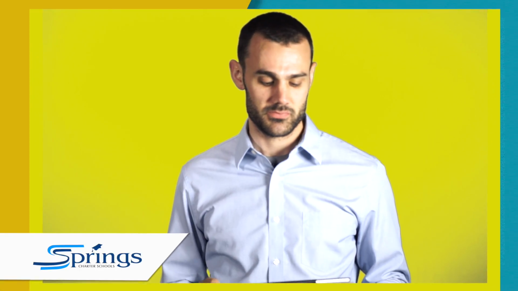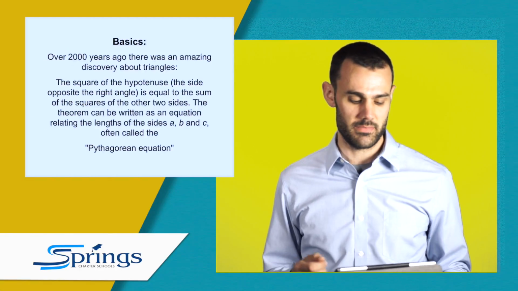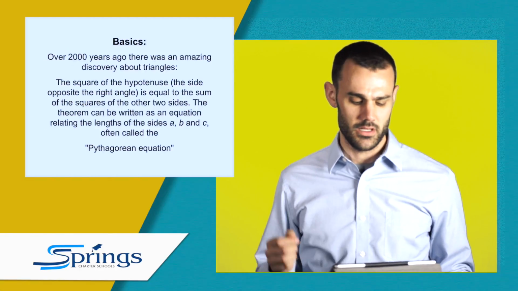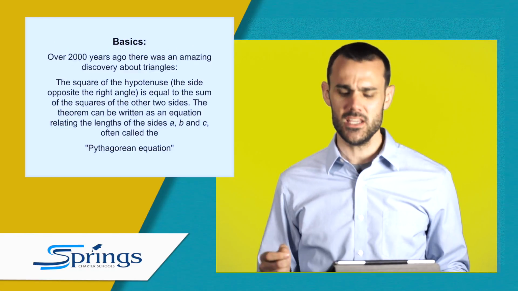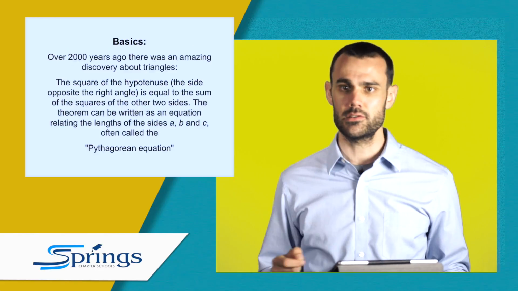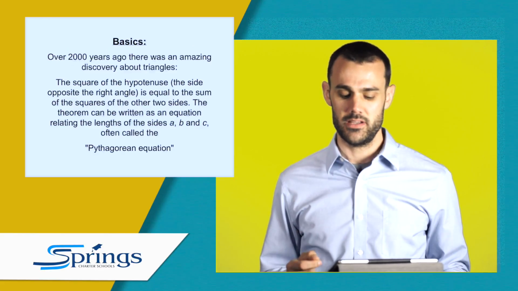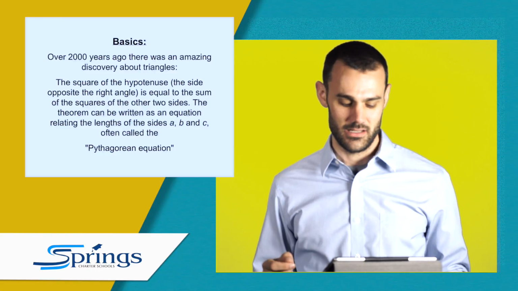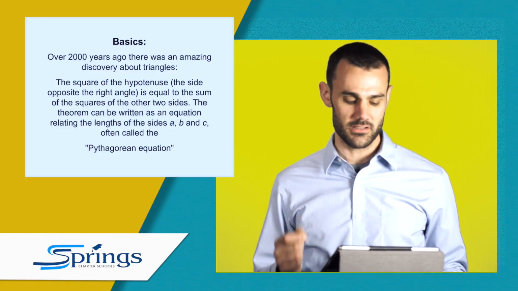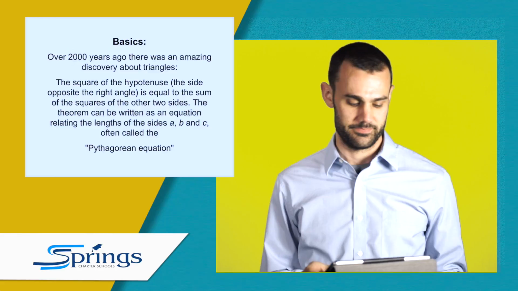Here are some basics and a little bit of history about the Pythagorean theorem. Over 2,000 years ago, there was an amazing discovery about triangles. The square of the hypotenuse, the side opposite of the right angle, is equal to the sum of the squares of the other two sides. The theorem can be written as an equation relating to the lengths of the sides A, B, and C. This is also often called the Pythagorean theorem.